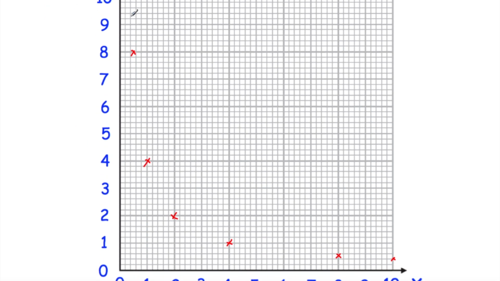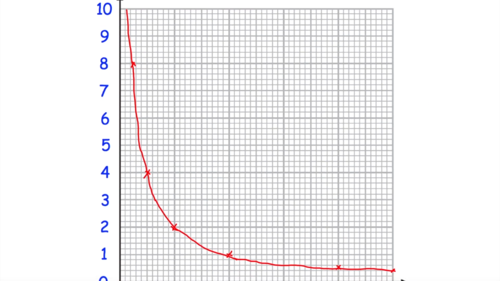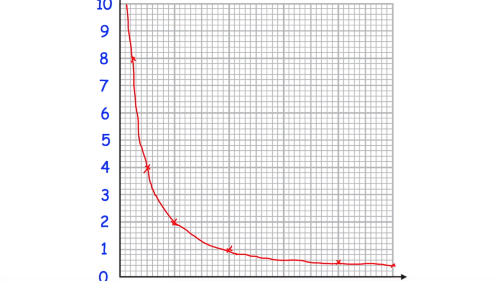Now this is on the computer, so it's going to be quite tricky. So I'm going to go up here and I'm going to come down and I'm going to go through the points as best as I can, like so. And that's it. That's the best that I can do. That's my curve for y equals 4 over x, the graph of y equals 4 over x.